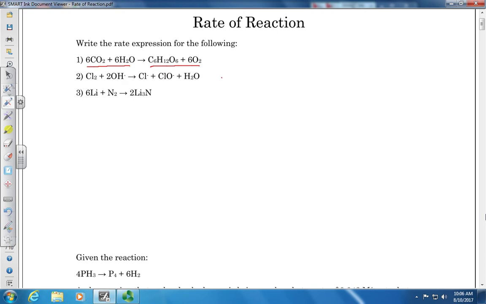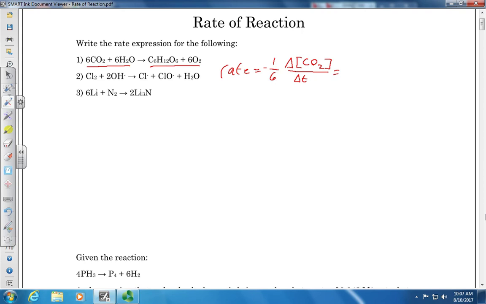So we're going to have your rate is equal to negative 1 over 6 times the change in the concentration of CO2 over the change in time. That's for the first term. The reason it's a negative is because you have the CO2 is decreasing as the reaction proceeds. And the reason it's 1/6 is it's 1 over the coefficient.